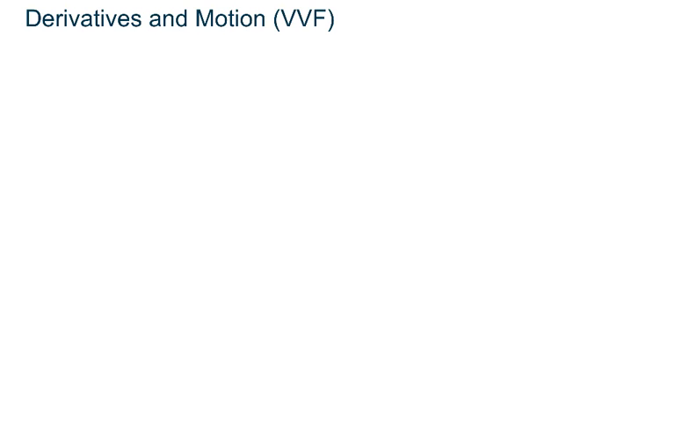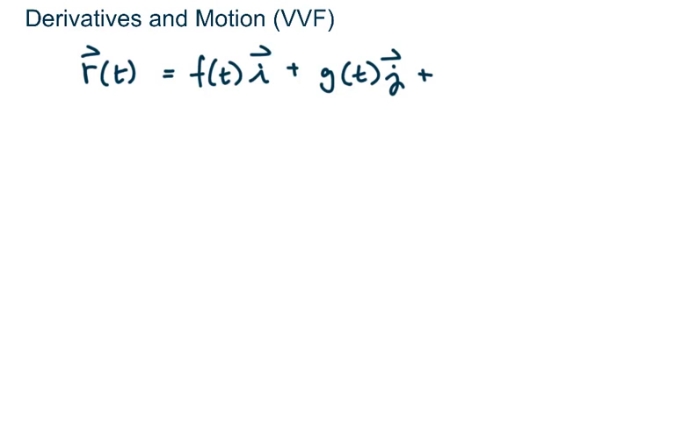Welcome back. Now let's talk about derivatives in motion. And we're still dealing with vector valued functions. So let's say we're given some position vector, r of t, with these parametric components, so f of t i plus g of t j plus h of t k. So this is a position vector of a particle moving along a curve in space.